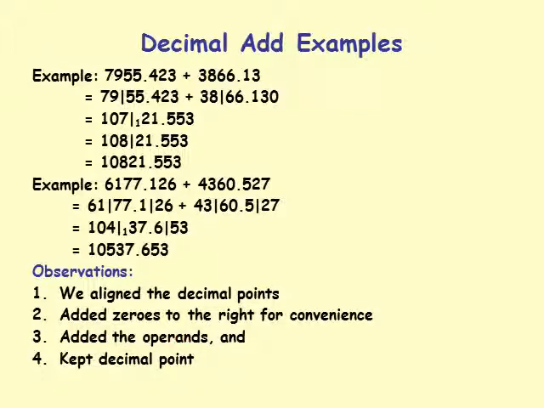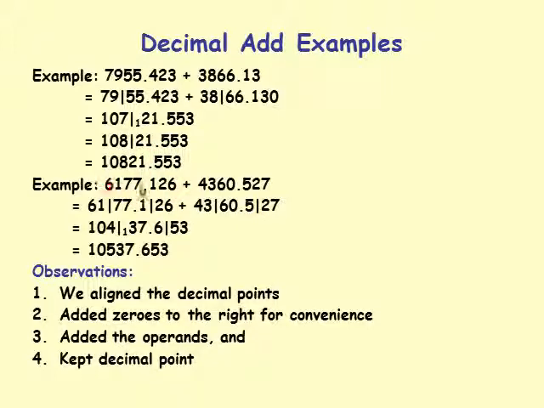Added the operands and kept the decimal point. Okay, so that's what we did. Take this number and add 0 to the right, so that there are 3 digits to the right of the decimal here and 3 digits to the right of the decimal point here. Adding a 0 to the right of a number containing a decimal point is an equivalent value, and it comes from multiplication and division by 10. Then we can add them together as if they were just whole numbers, but we need to keep track of where the decimal point is and keep it in the same place.